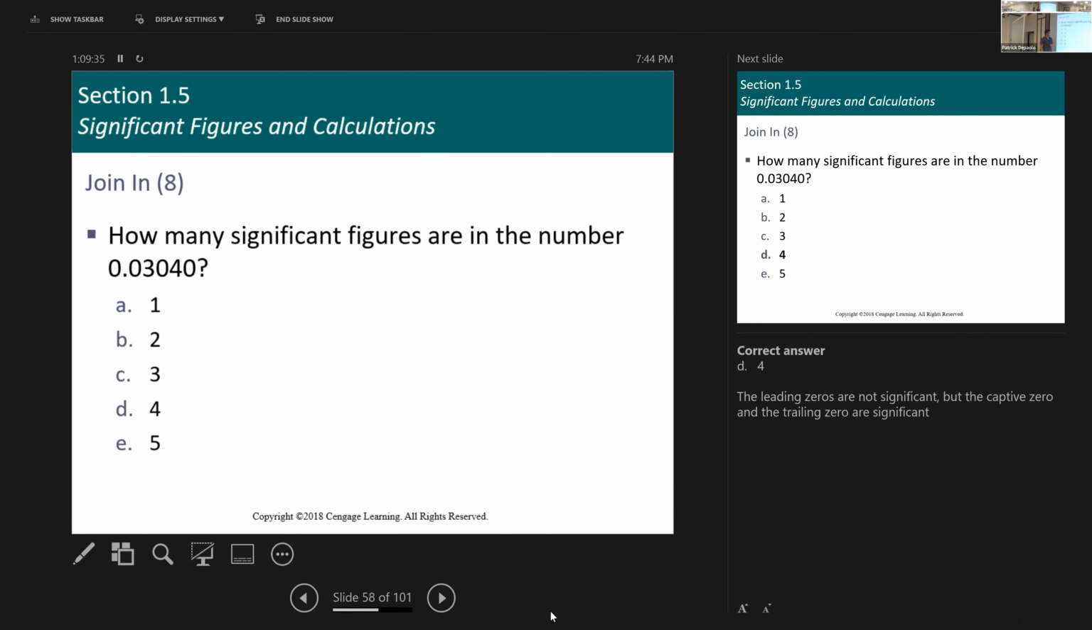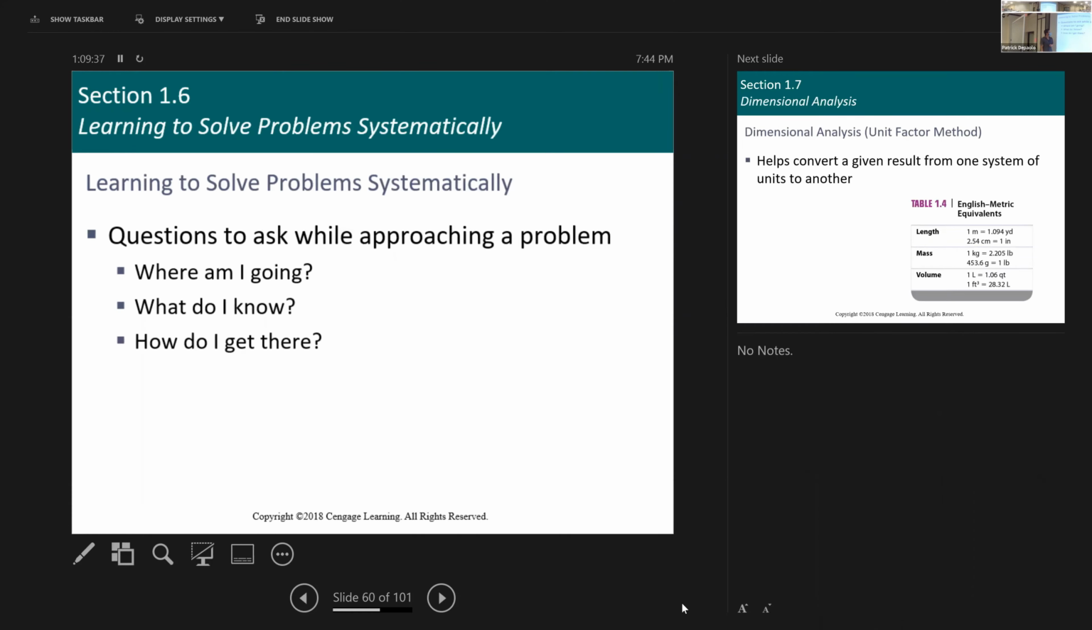We can skip this one. We can skip this one too. All right, so now we're going to go into probably the hardest part of chapter 1. I feel like I was talking way too long for the first one, but I do want to focus on this. So it's a unit conversion, dimensional analysis.